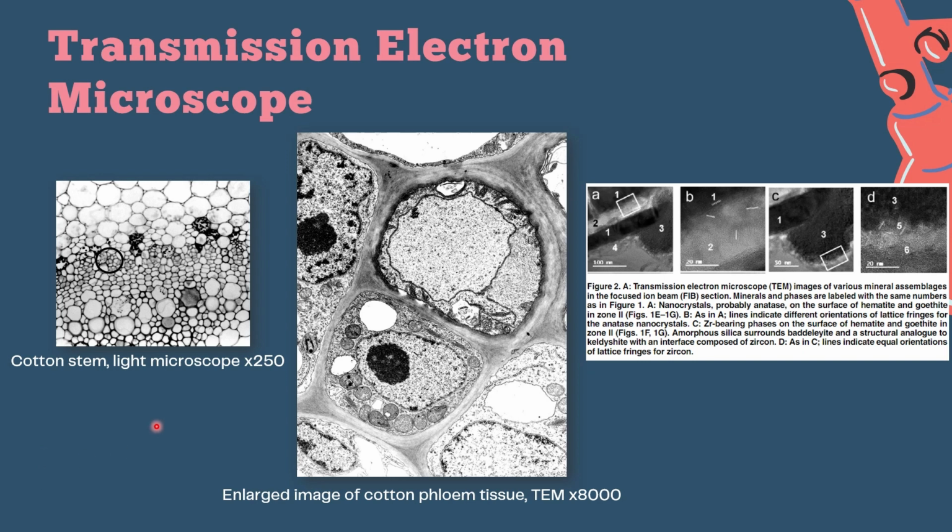These are some samples of TEM images. This is a cotton stem under the light microscope, and a more enlarged image can be obtained through TEM. Here at the right side, you can see the TEM images are at nanoscale of 150 and 20 nanometers.